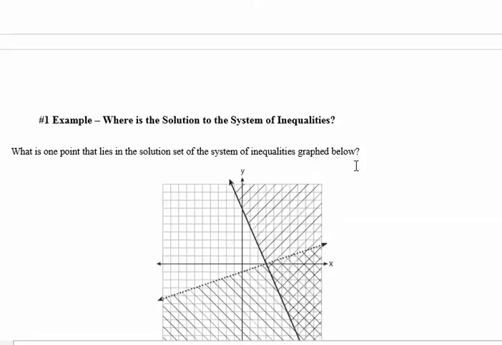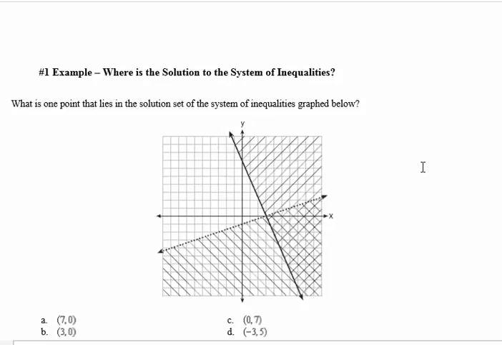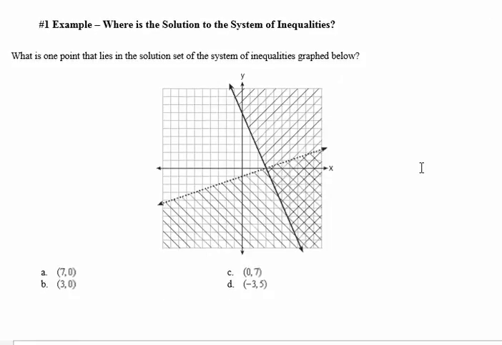All right, here comes our first example. In example 1, it says, where is the solution to the system of inequalities? So this has already been graphed for us. It says, what is one point that lies in the solution set that is graphed below? Well, we need to make sure that we are looking right in this area here. That's the area that we would focus on, because it's the overlapping region. Just be careful. Don't choose anything on this line here, because that is a less than or a greater than symbol. There's no equal to. So the solution can't be on that part of the line.